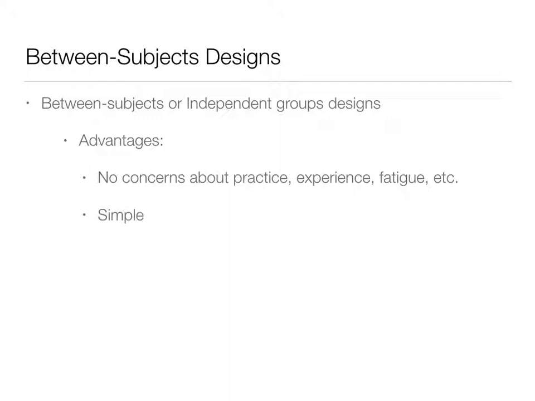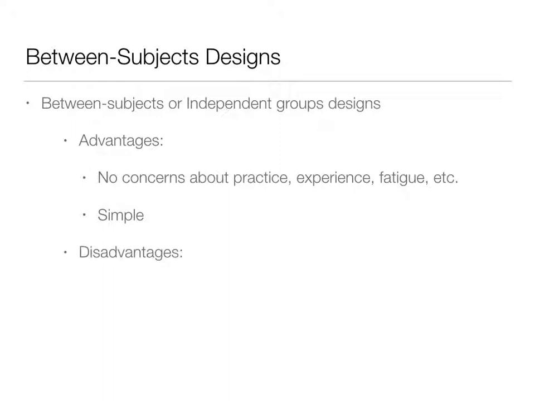So the advantages of these is we don't have to worry about practice, experience, fatigue, any of those things. So the things that we would struggle with for an order effect, we don't have to worry about that. There's no concerns about that. They're very simple, right? So we have one group that does one thing and another group that does another thing. When we think about experiments, this is what we're thinking about, right? We're thinking about a control group versus an experimental group. This is a between subjects design.